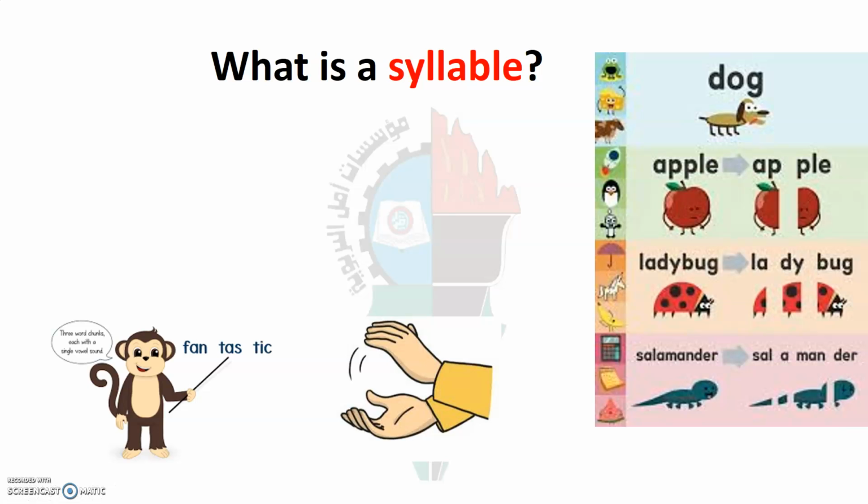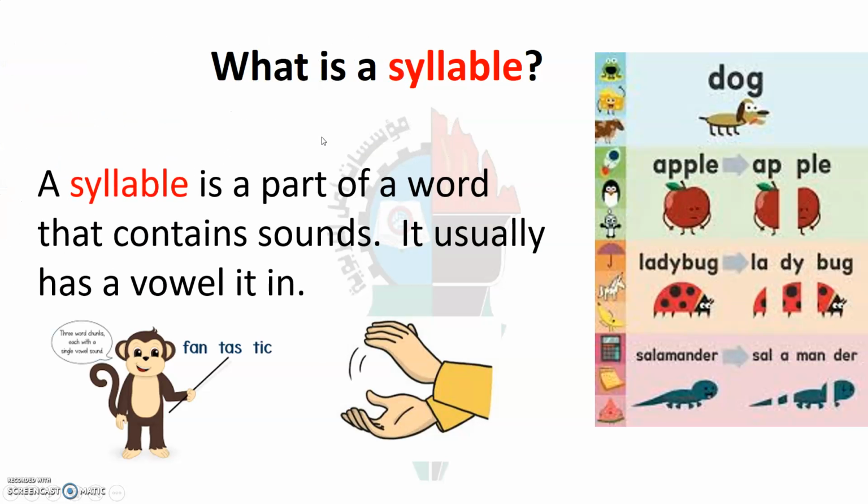Now, before we learn how to form comparatives and superlatives, we need to find out what syllables are. So, what is a syllable? Well, a syllable is a part of a word that contains sounds. It usually has a vowel in it.